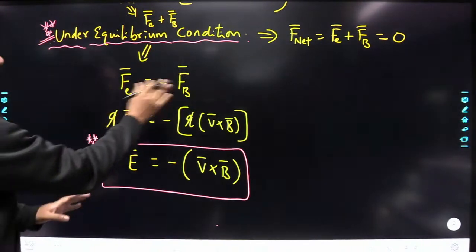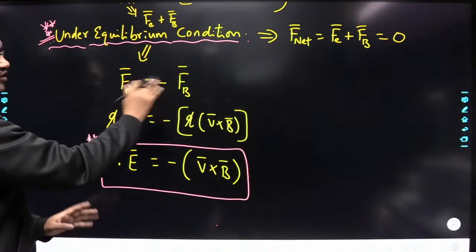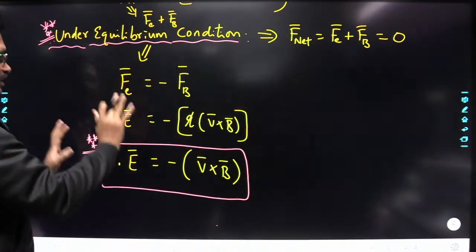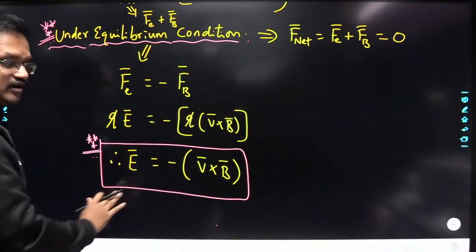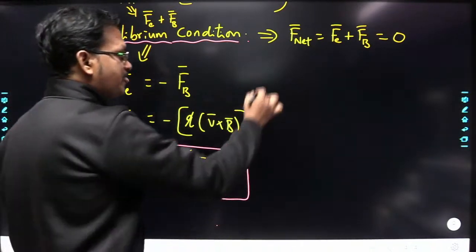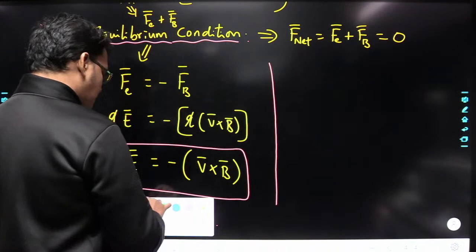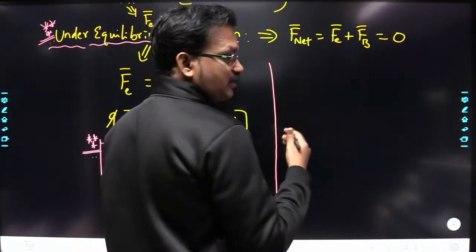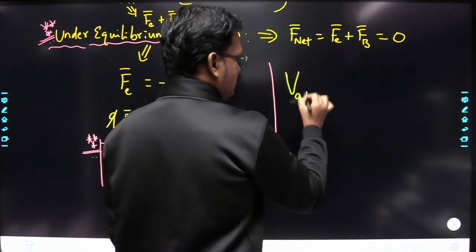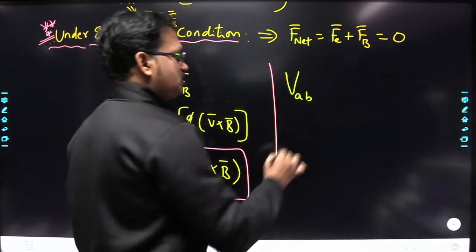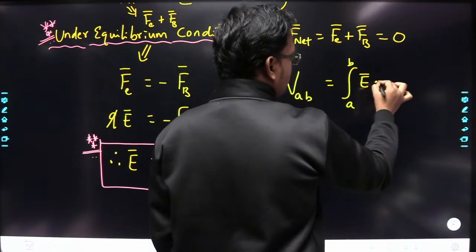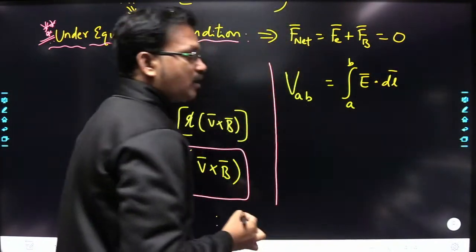Only under this condition will the magnitudes of these two forces become equal and their directions opposite to one another. So only under this condition can you write the electric field as minus of V bar cross B bar. Understood? Now if you want to determine the potential difference between any two points, let us consider VAB. We know that VAB is equal to integral A to B of E bar dot DL bar.